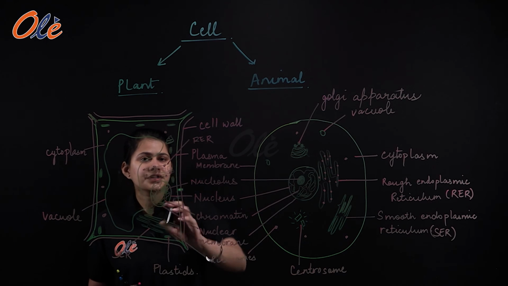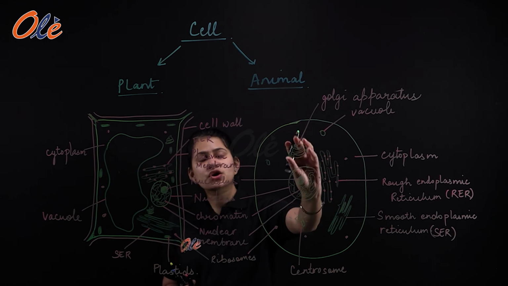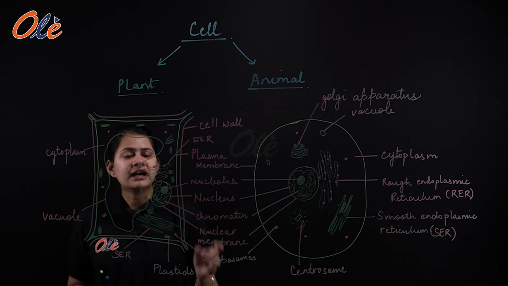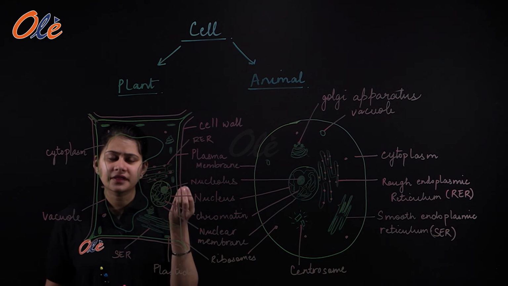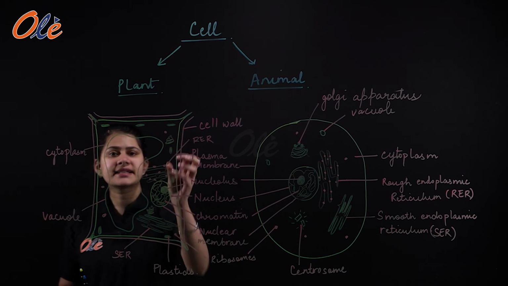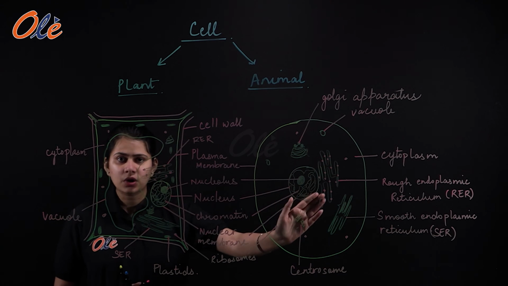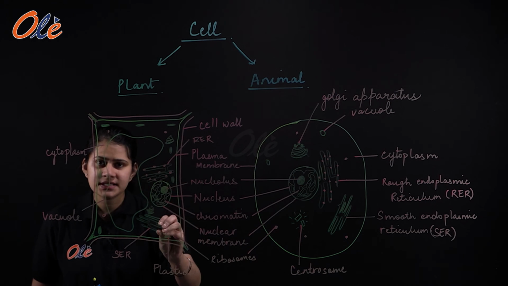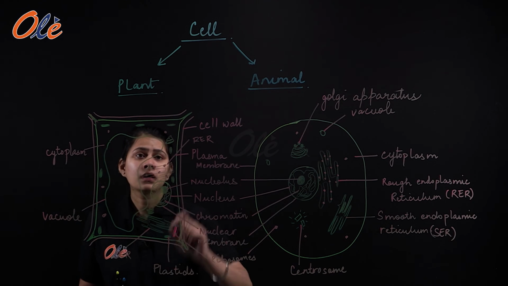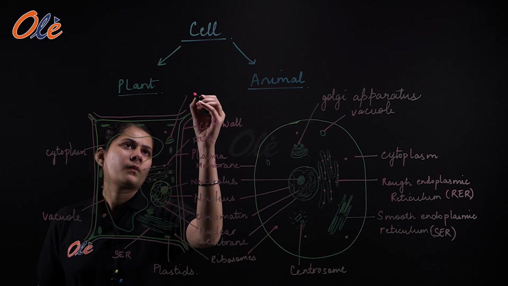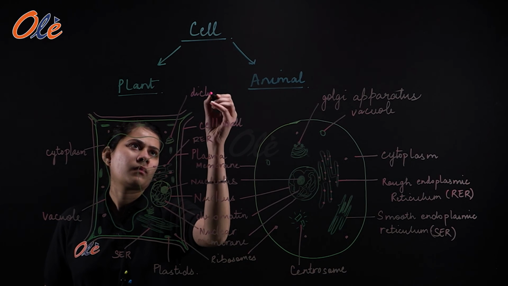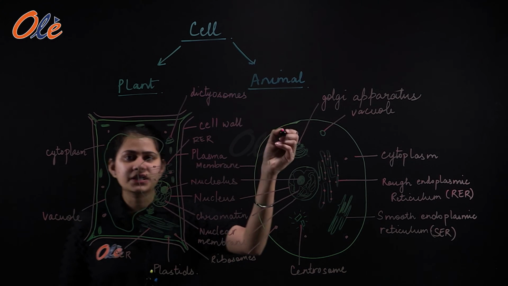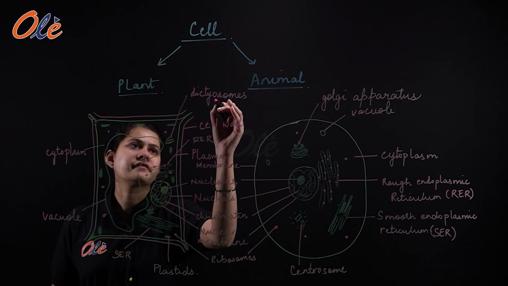Now another thing that you see here is that I have drawn a large Golgi apparatus here, right? But I have drawn smaller structures here. Actually in plant cells, the Golgi apparatus is in the form of small components which are known as dictyosomes. It is analogous to the Golgi apparatus, it performs the same function, but it is present in small components as dictyosomes. So I'm just going to write Golgi in the brackets so that you're not confused.